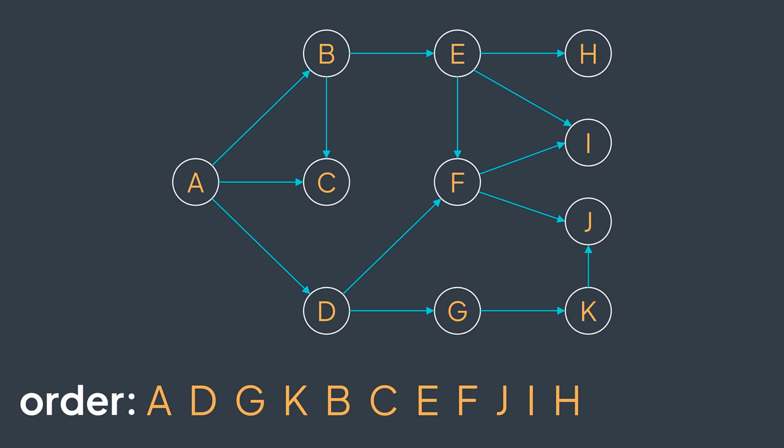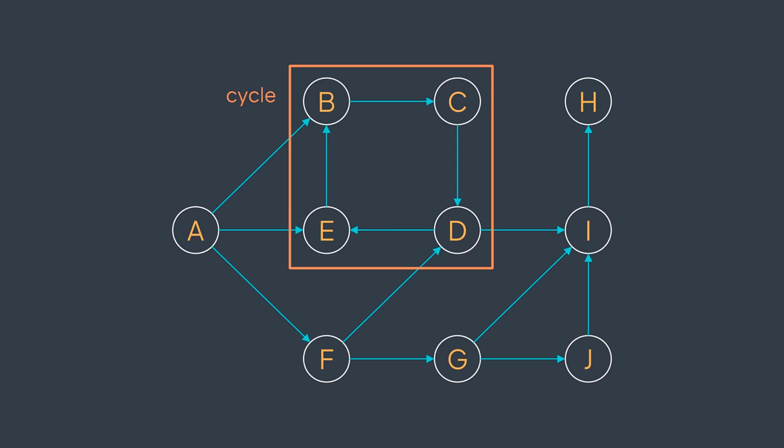Note that a valid ordering is not always unique. It's possible to find other orderings that satisfy the condition. But topological sort is not always possible. It's not possible when the graph contains a cycle, like this one. B is a prerequisite of C, C is a prerequisite of D, D is a prerequisite of E, and E is a prerequisite of B, so we have no way to order them.